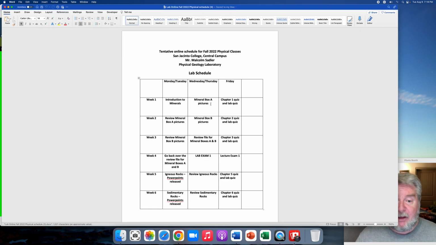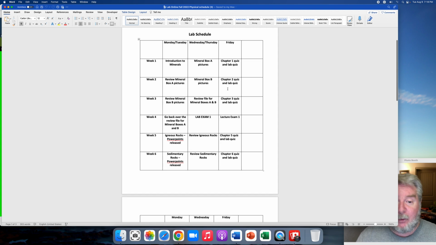So minerals is first. You get the pictures from mineral box A, and then of the 5 questions on your quiz, you may have 2 questions from lecture stuff and 3 questions from lab. You may have 1 question from lab, 4 questions from lecture. It's just randomly generated. And you may have a tendency to have your pictures of your minerals right there while you're taking the quiz. You want to try not to do that, of course, because I really want you to learn this stuff. Then, of course, mineral box B comes along during the 2nd week, and then the 3rd week is just a review of boxes A and B, and then you have your first major lab exam.